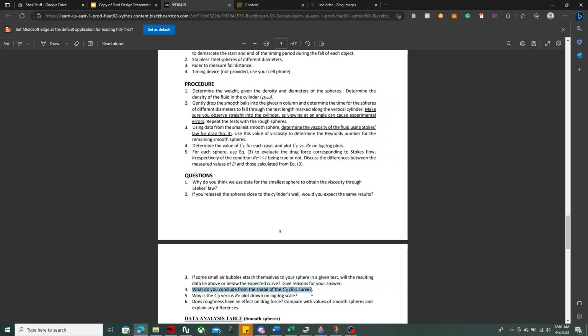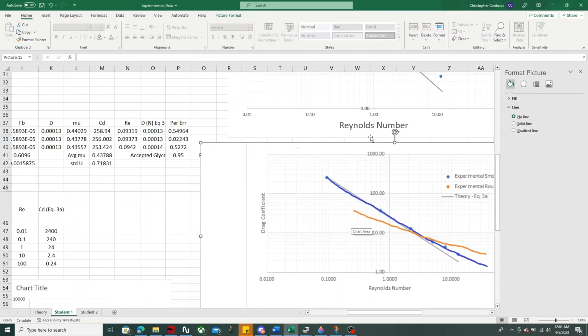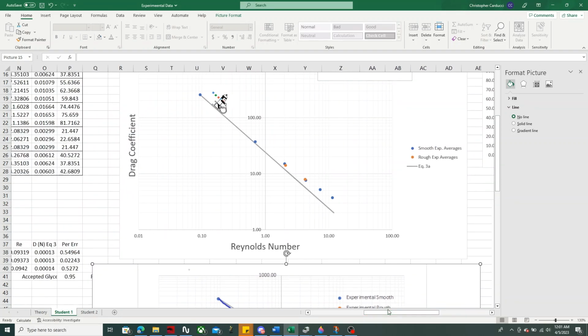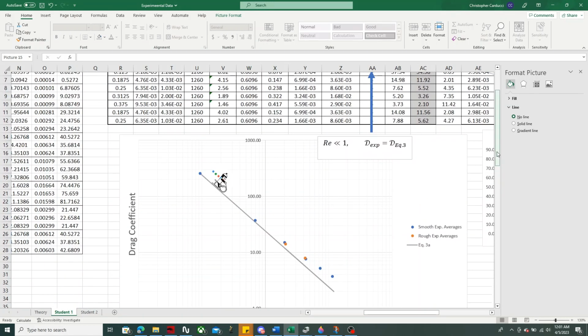What do you conclude from the shape of the CD curve? Okay, this is how I want you guys to answer this. Don't just say, I can't make heads or tails of it. I don't know what to think of it, okay? There's a reason why I plotted equation number 3, right? Equation number 3 is for creeping flow.